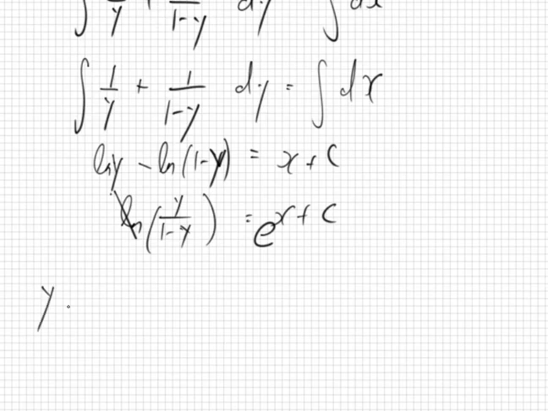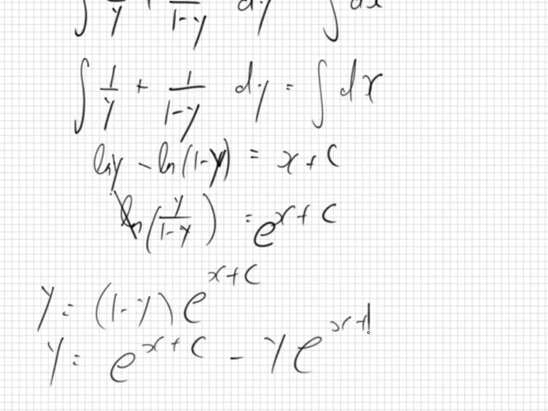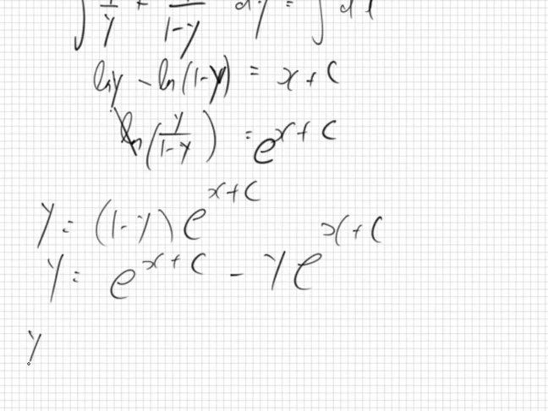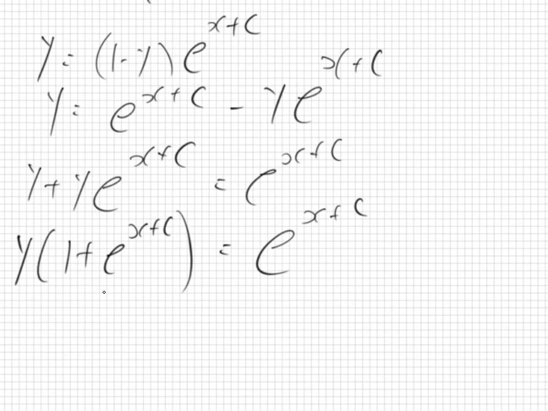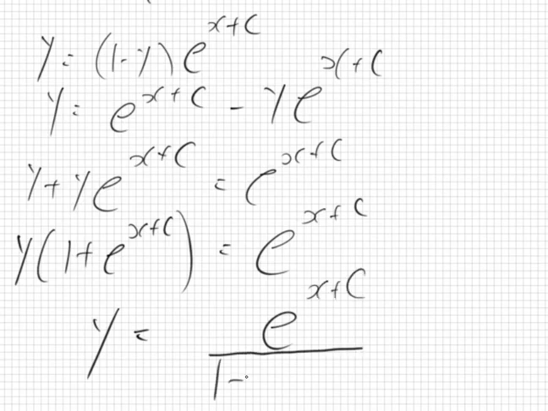Multiplying, we get y equals 1 minus y, e to the x plus c. So we get y equals e to the x plus c minus y e to the x plus c. Bringing the y's to the left and the x's to the right, we get y plus y e to the x plus c equals e to the x plus c. The y's are common on the left. y times 1 plus e to the x plus c equals e to the x plus c. And then finally dividing, y equals e to the x plus c all over 1 plus e to the x plus c.